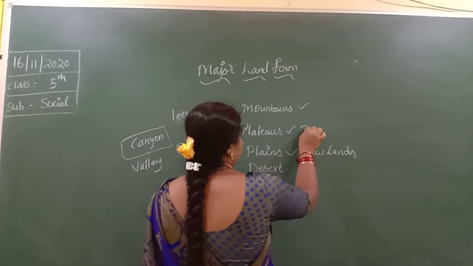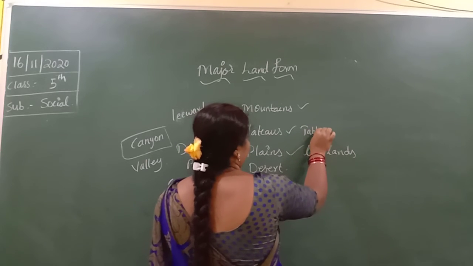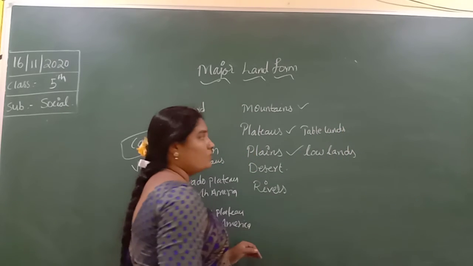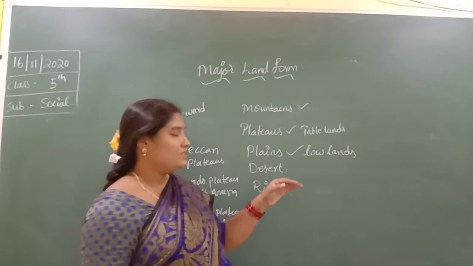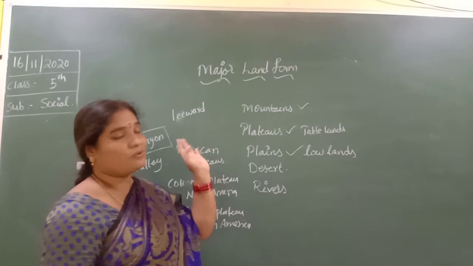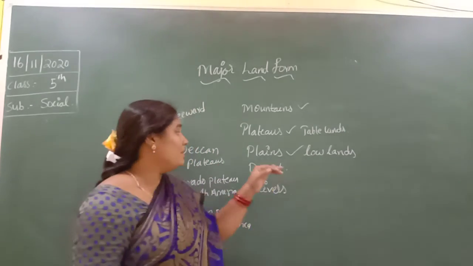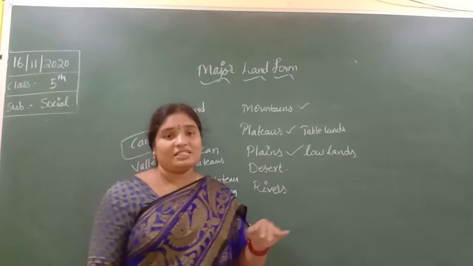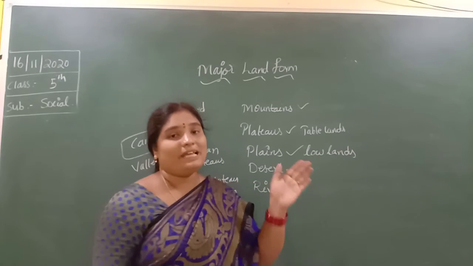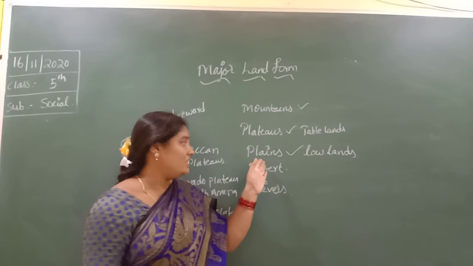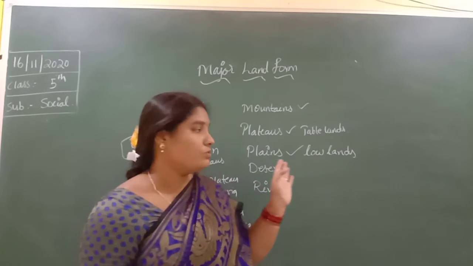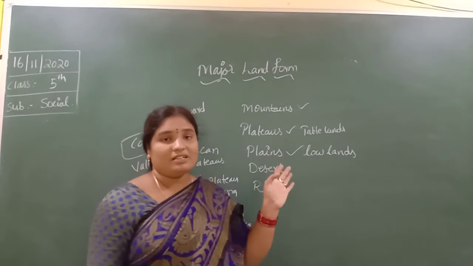These plateaus are known as tablelands. The high surface area is known as tablelands. The low surface is known as lowlands. The lowlands are known as plains and the tablelands are known as plateaus. The plains are formed by the rivers. The rivers carry the silt and the sand and form the plains. The rivers flow in the plains, so it is very easy.